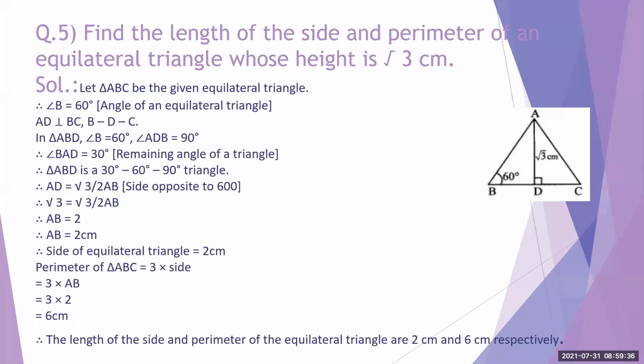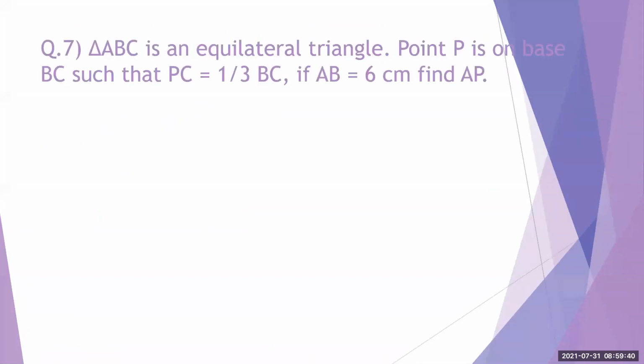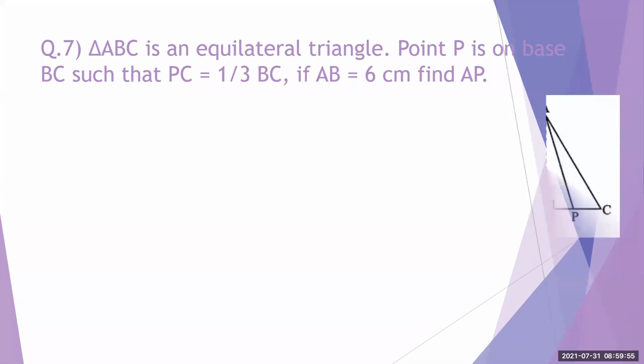Now let's see the next one. Okay, now here, again, we are given an equilateral triangle. In this, point P is on the base BC such that PC is 1/3 of BC. AB is equal to 6 centimeter. We have to find the measurement of AP.